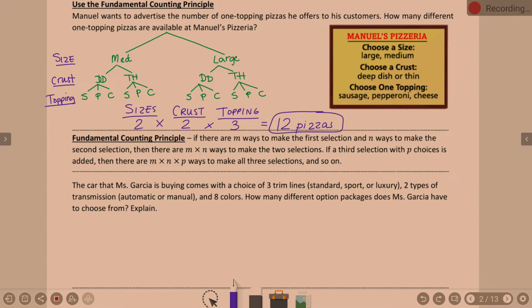Okay, this is our fundamental counting principle that we just used. If there are M ways to make the first decision and N ways to make the second selection, then there are M times N ways to make the two selections. If there's a third selection with P choices added, then there are M times N times P ways to make all three selections, and so on and so forth. In other words, there's not a limit to how many pieces we can combine here. But the idea is the short way would have just been to say, oh, two sizes times two crust types times three toppings equals 12. Okay. Questions there?